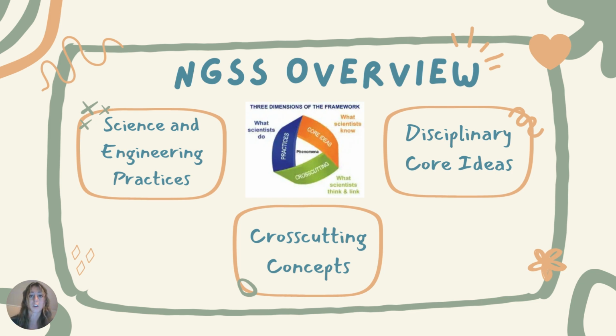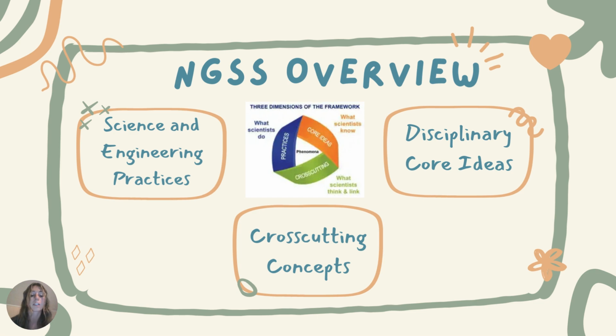To start off with an NGSS overview, you have to adequately understand what NGSS is all about. NGSS stands for Next Generation Science Standards, and unlike traditional standards that often emphasize memorization, NGSS is built around three dimensions that work together. The first one is Science and Engineering Practices, or SEPs, and this is what scientists do, like ask questions, design experiments, and analyze data. The second one is cross-cutting concepts. These are the big ideas that link all areas of science, like cause and effect or patterns.